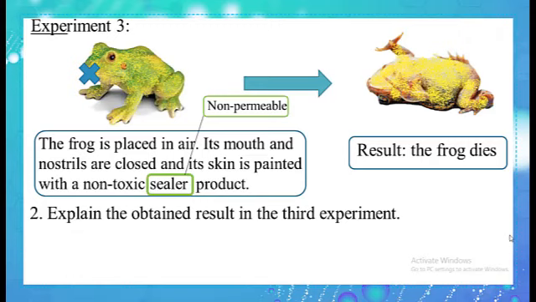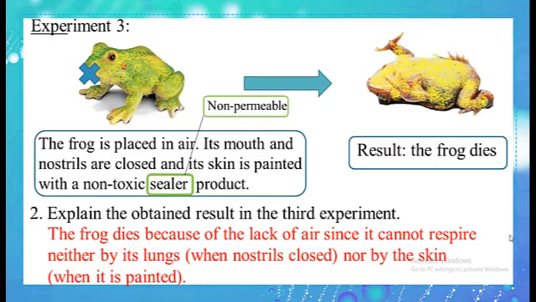Number 2: explain the obtained result in the third experiment. How can I answer such a question? Explain means to clarify why, meaning explain why the frog dies. So the answer should be: the frog dies because of the lack of air since it cannot respire, neither by its lungs because we closed the nostrils and the mouth of the frog, nor by the skin because we painted it with a non-toxic sealer product.